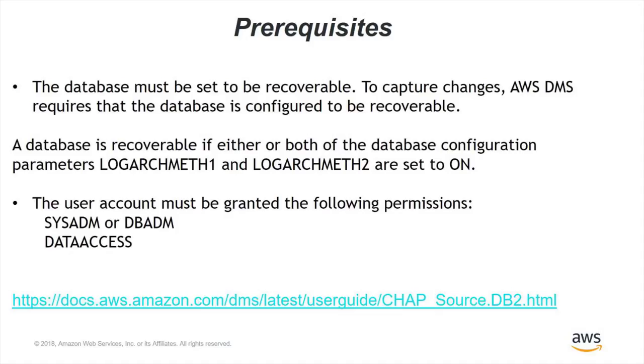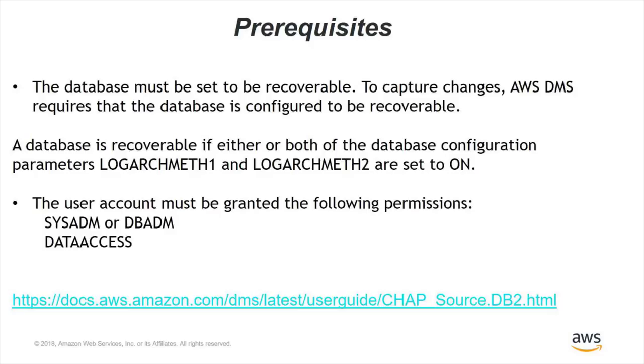Prerequisites. One of the prerequisites, in order to use change data capture, the replication feature of DMS, is that you have to make sure the current IBM Db2 database is recoverable, because only in this mode will the Db2 database generate logs, and that is where DMS will hook onto these logs and do the replication in the replication phase.